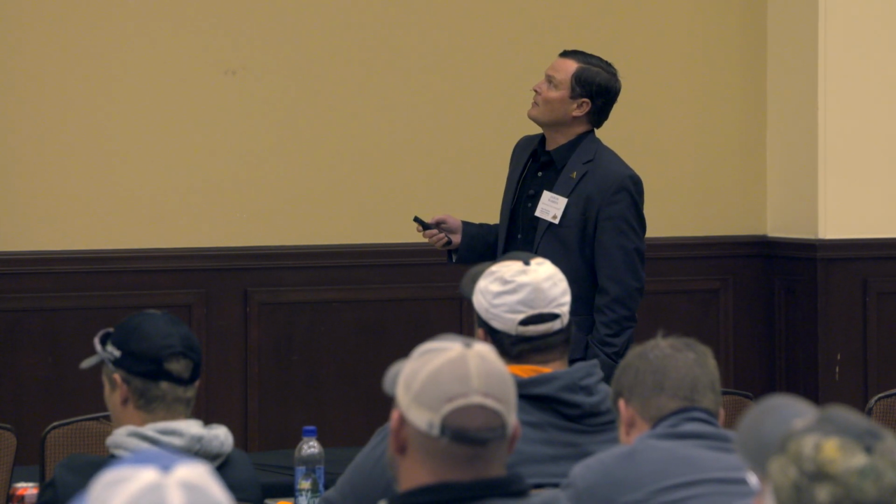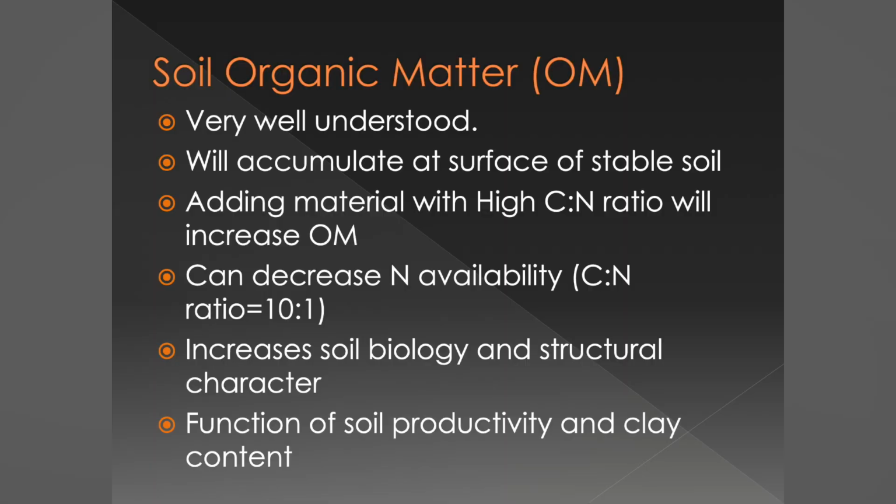I'm going to start off with organic matter. It was the first one on the list of recommended indices. It's very well understood, very seldom analyzed in routine soil analysis, but it's very well understood. We accumulate it at the surface of stable soils. We lose it when we flip dirt under cultivation. If we clear trees, if we clear native pastures, we're going to lose organic carbon.